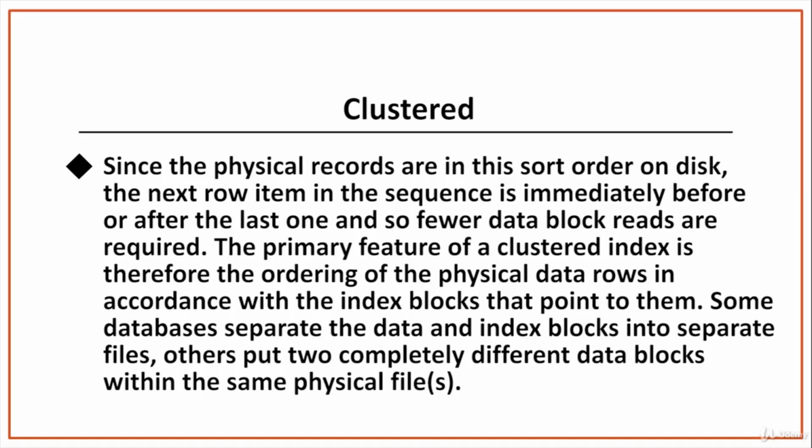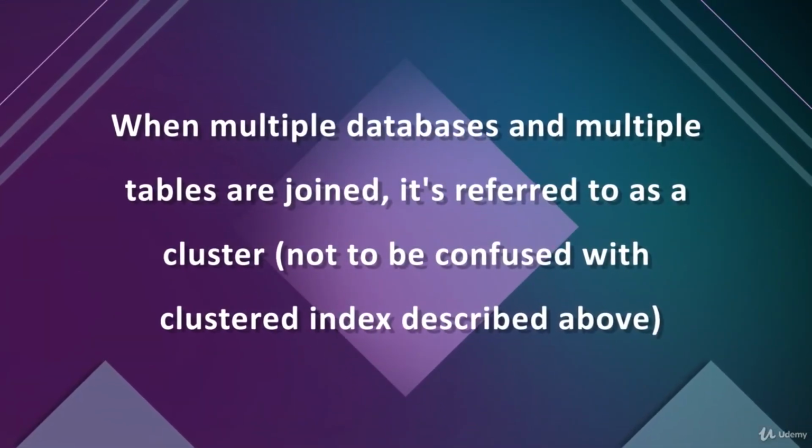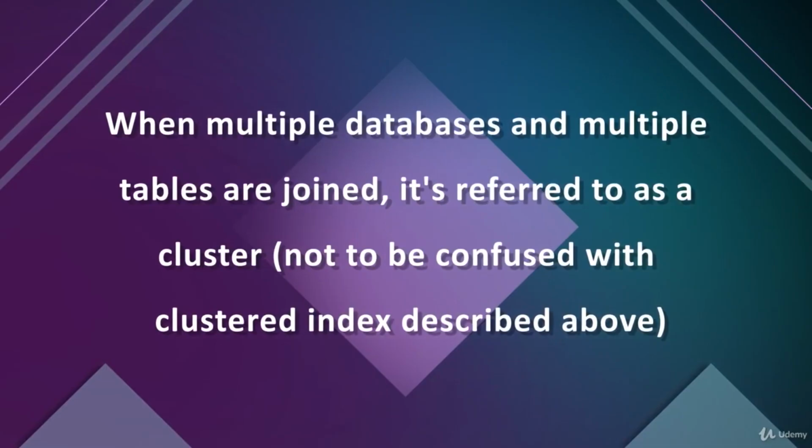Some databases separate the data and index blocks into separate files. Others put two completely different data blocks within the same physical files. When multiple databases and multiple tables are joined, it's referred to as a cluster, not to be confused with the clustered index described before this. The records for the tables sharing the value of a cluster key shall be stored together in the same or nearby data blocks.